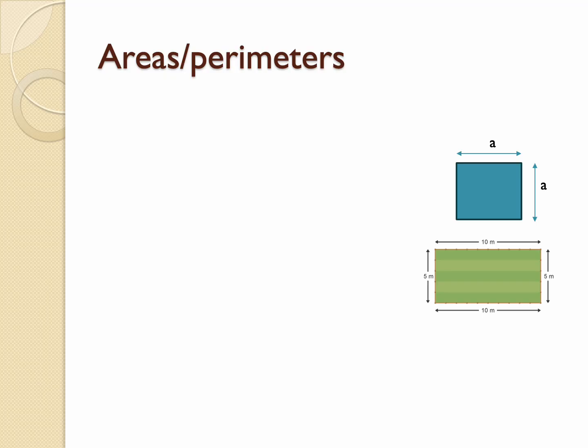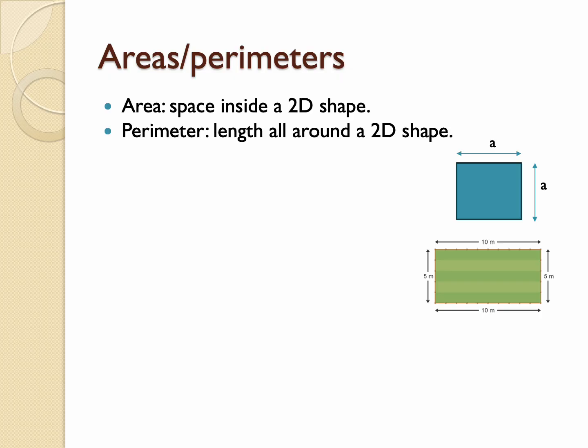So this is the concept of areas and perimeters. Area is the space inside a 2D shape. You're seeing two 2D shapes on your screen. One is a square, the other is a rectangle. All the space inside a 2D shape is called area. Perimeter, in contrast, is the length that we trace by walking around the boundaries of the 2D shape.